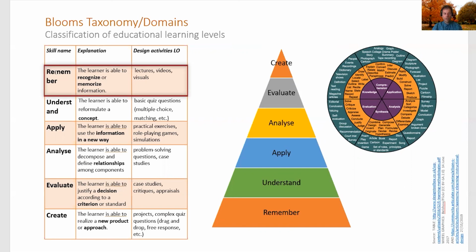So here, remembering, the learner is just able to recognize or memorize information. In this triangle, it's actually put at the bottom, remembering. At the top is creating. Creating is producing something new, a new product or a new approach. There are many words that you can use for each category when you develop your content, your information, your classes.